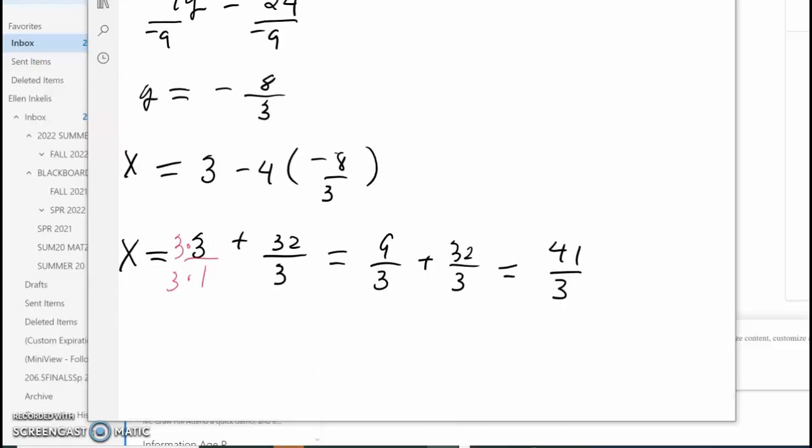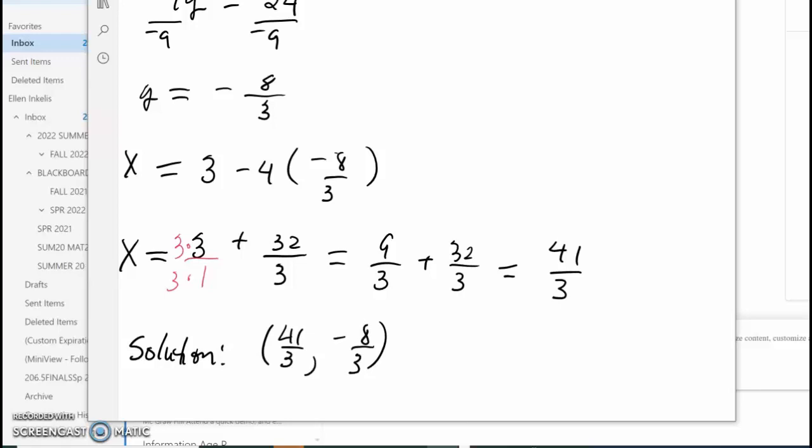Now, actually, I'm not sure. Why? Because I haven't checked yet. So let's just write the solution, and then we must check. It's always a good idea. Well, so the x value was 41 over 3, and the y value was negative 8/3.